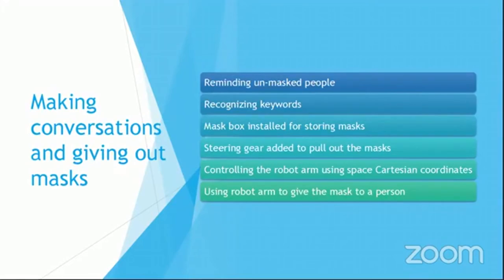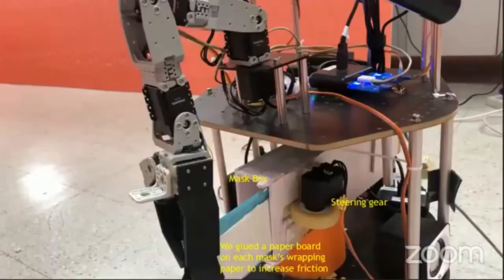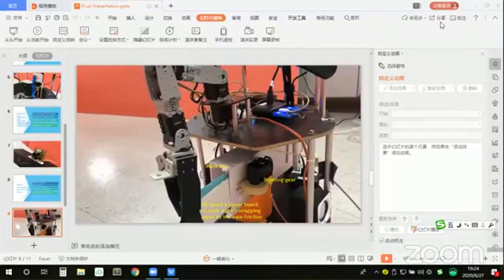One thing that needs to be mentioned is that we also derived a few formulas and wrote a function to convert space Cartesian coordinates to the angles of the steering gears to control the robot arm more conveniently. Now, let us show you how everything works. We are going to open the camera and close the PPT.